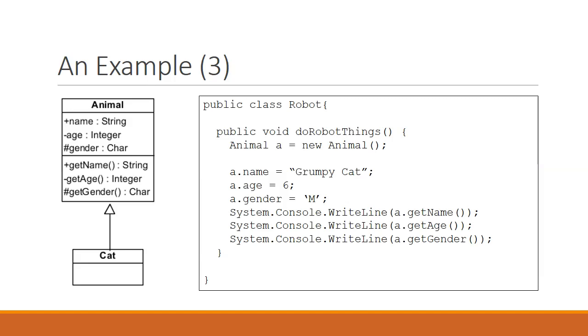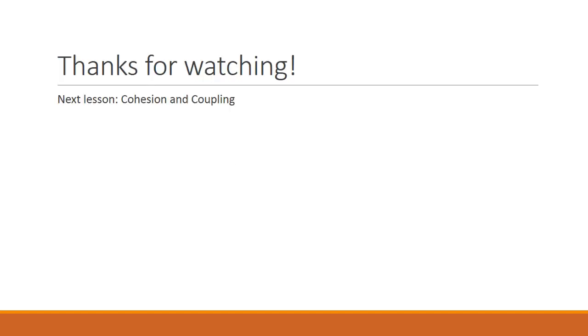So what's the answer? Well, we know that robot is not an animal, and robot is not a subclass of animal. So the only thing that it can access directly are public attributes and public operations. Everything else that's private or protected, a robot is not allowed to directly access. So this line, this line, this line, and this line, they do not compile. It's actually pretty straightforward, isn't it? And that's pretty much all you need to know about visibility.